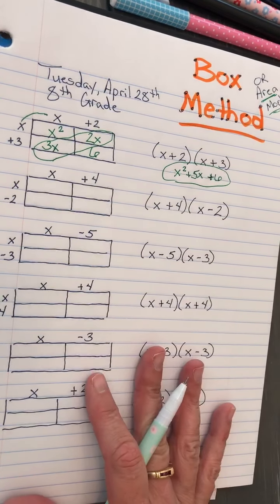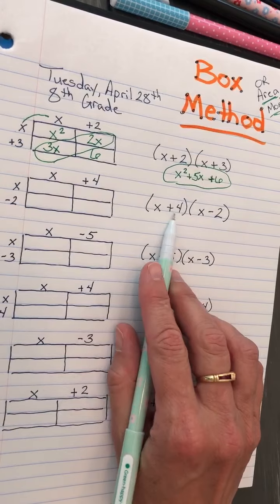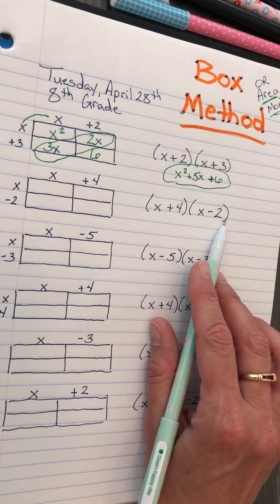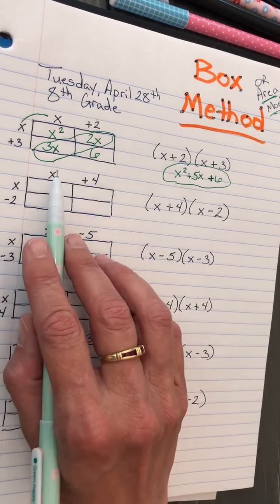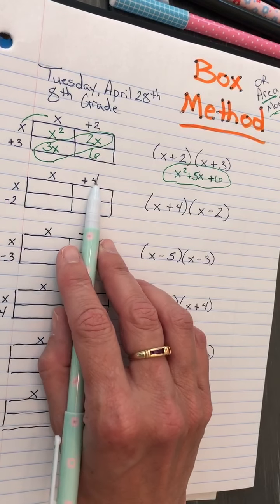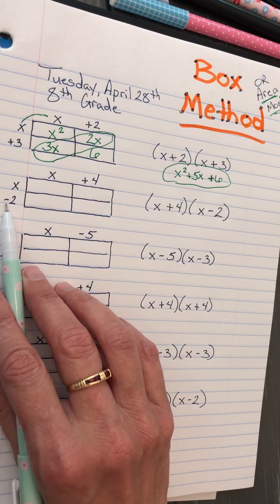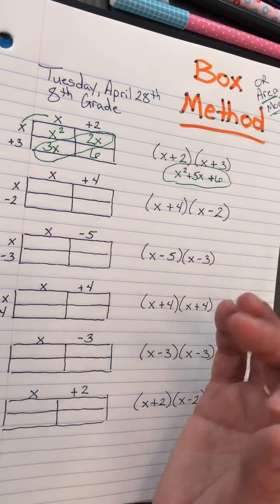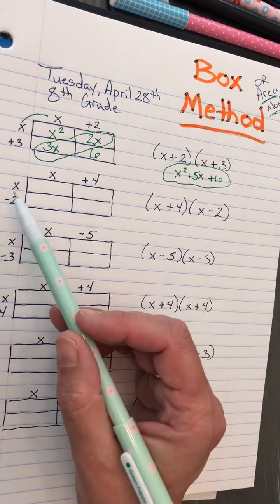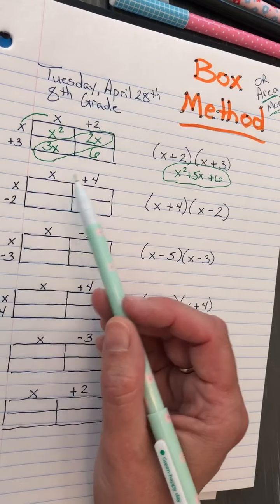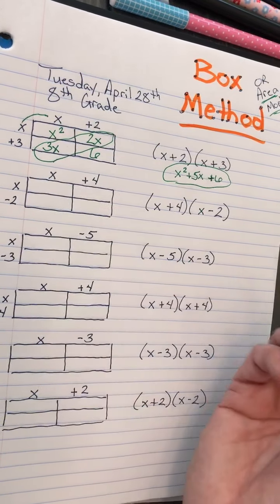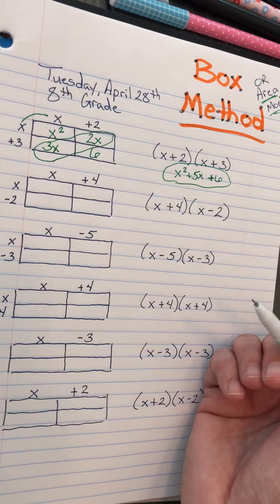Let's do the next one. We've got x plus 4 times x minus 2. X plus 4 is listed across the top. X minus 2 is listed on the side. It doesn't matter which way you put them. I could have put the x plus 4 on the side and the x minus 2 on top. It makes no difference.